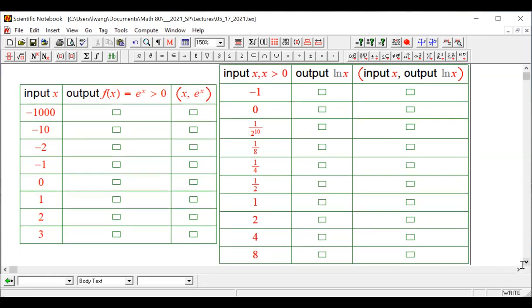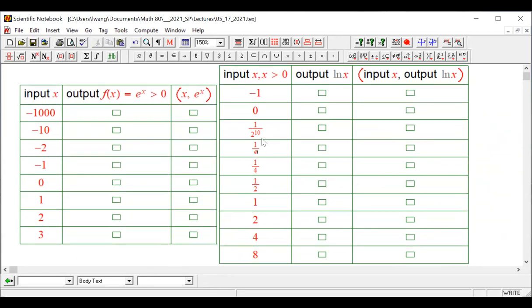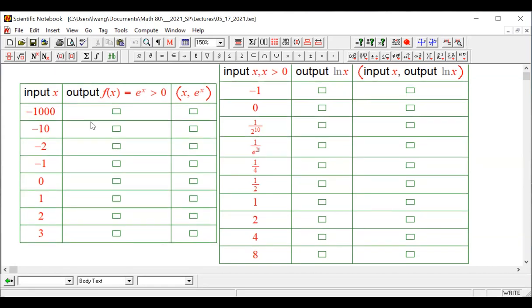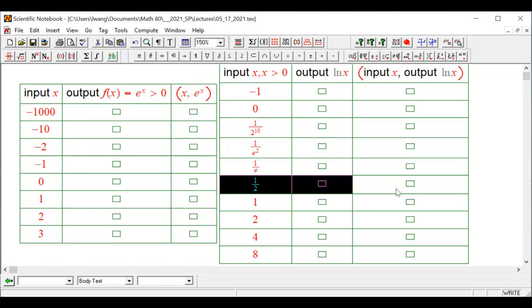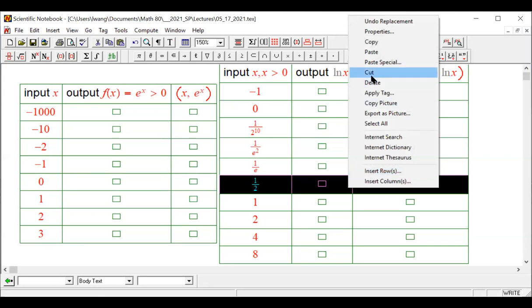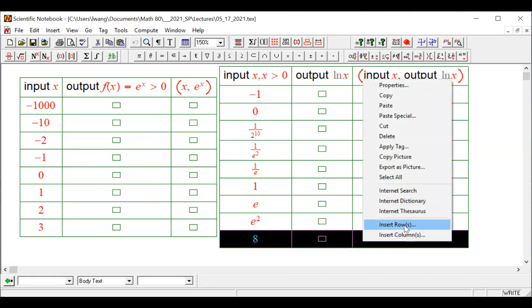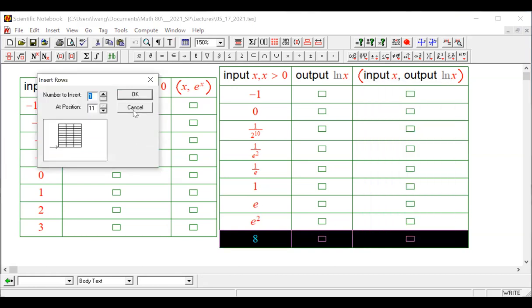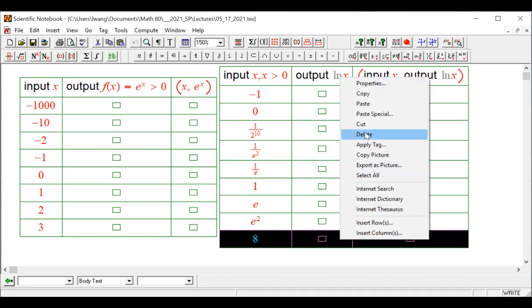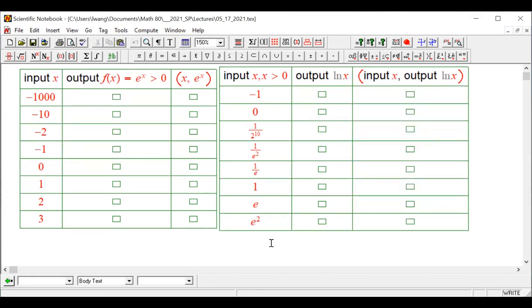Okay, I'm going to make the table a little bit more compact, maybe a little shorter. So here I'm going to give you e to the power of 2, so this way you will see how I compose the table. And this row, I'm going to delete. This is 1, and this is e, and this is e squared. I'm going to remove this row.